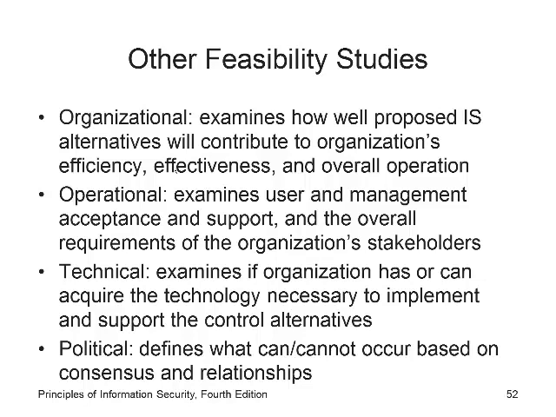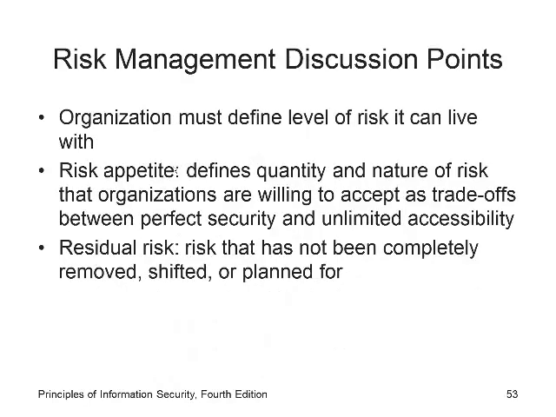Technical. Examine if the organization has or can acquire the technology necessary to implement and support the control alternatives. Can you do what's needed? Can you expect a 10-year-old mail server to continue to function forever? Obviously we did. Okay, political. It's another story. Defines what can and cannot occur based on consensus in relationships. Okay, almost done with this chapter. All right, organization must define a level of risk it can live with. How much risk are you willing to accept?